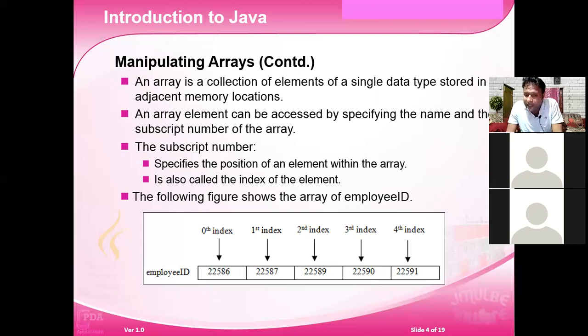And the array index number starts from 0: 0, 1, 2, 3, 4. Similarly it goes on. Suppose your array length is 5, your last index position is 5 minus 1, that is 4.